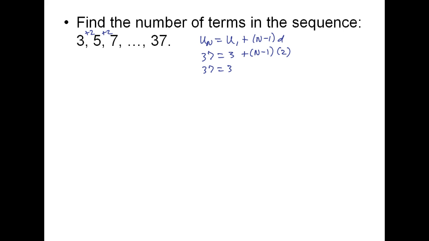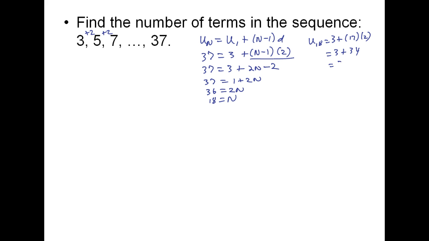So 37 is equal to 3 plus, simplifying this, 2n minus 2. And so 37 is equal to 1 plus 2n. Subtracting 1 gives me 36, and so 18 is equal to n. So we know that there are 18 terms. Now if I wanted to check that, U sub 18 would need to be equal to 3 plus 17 times 2. Is that true? 3 plus 34 is 37, so yes, the 18th term is 37. So we know that's the 18th term.